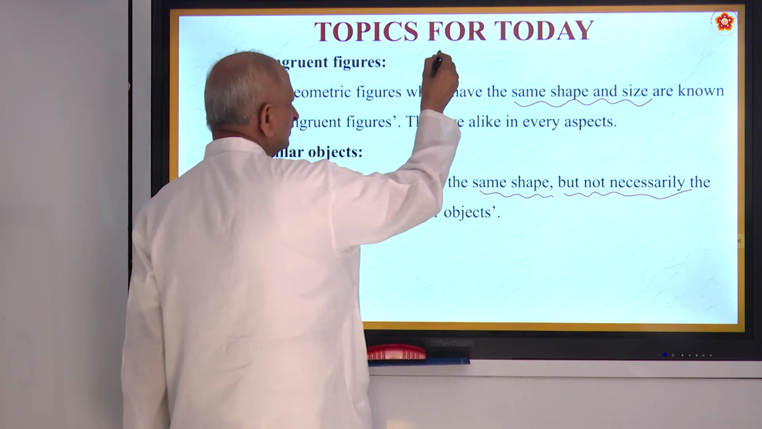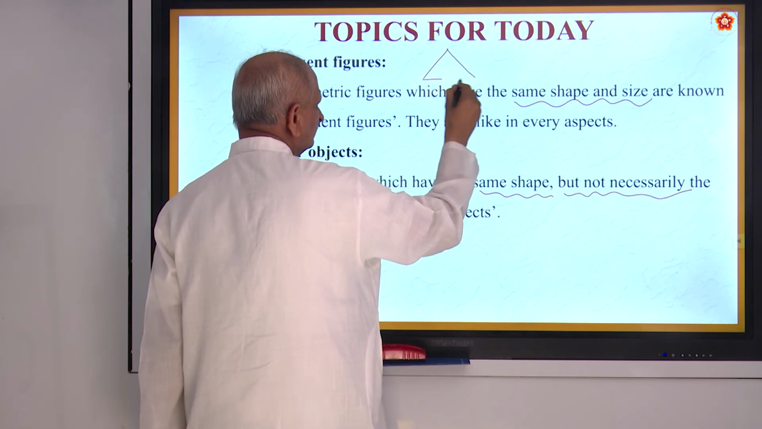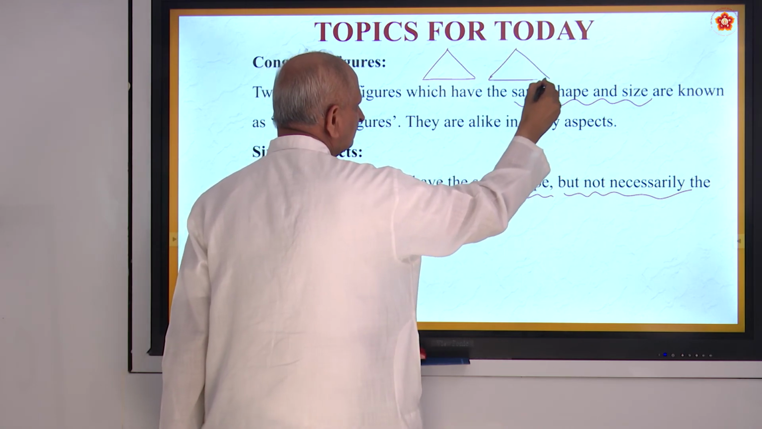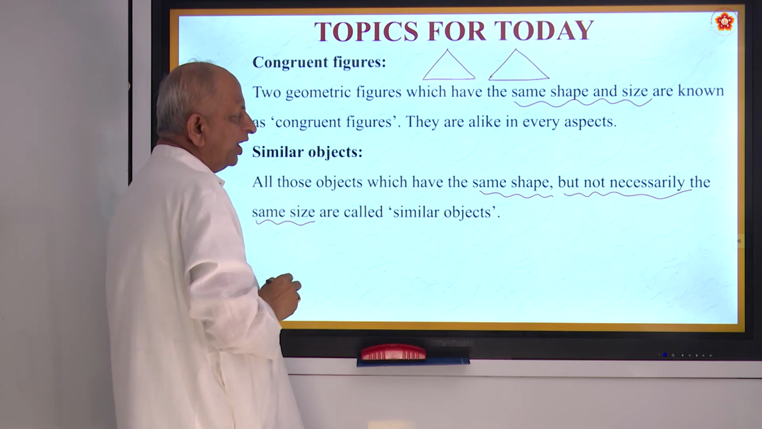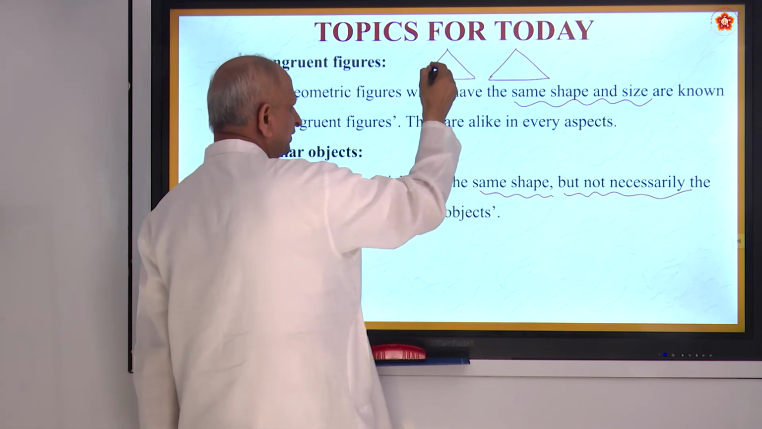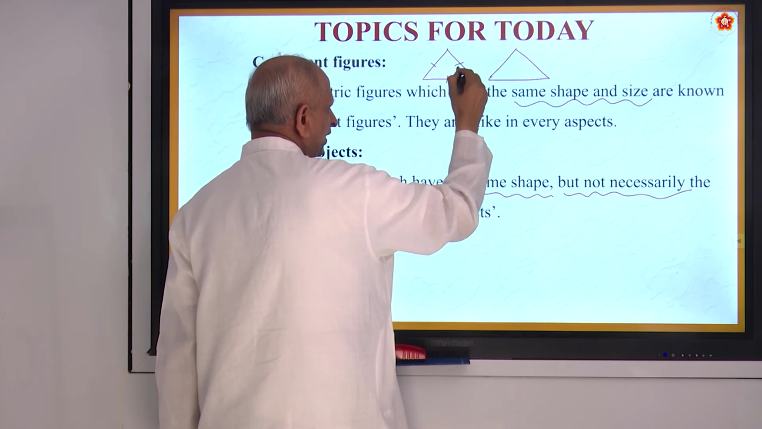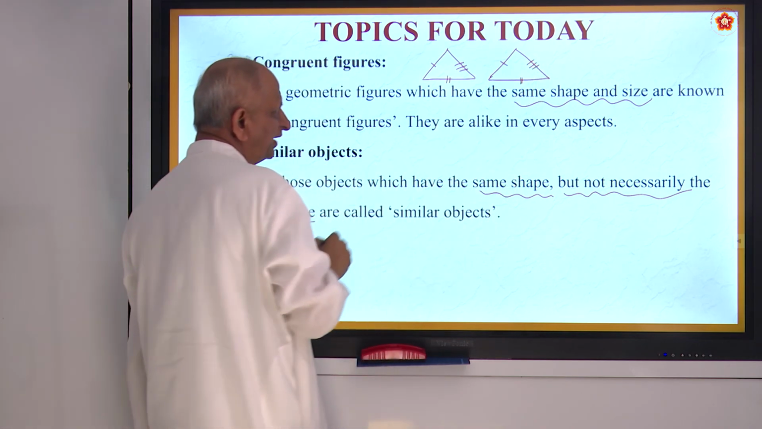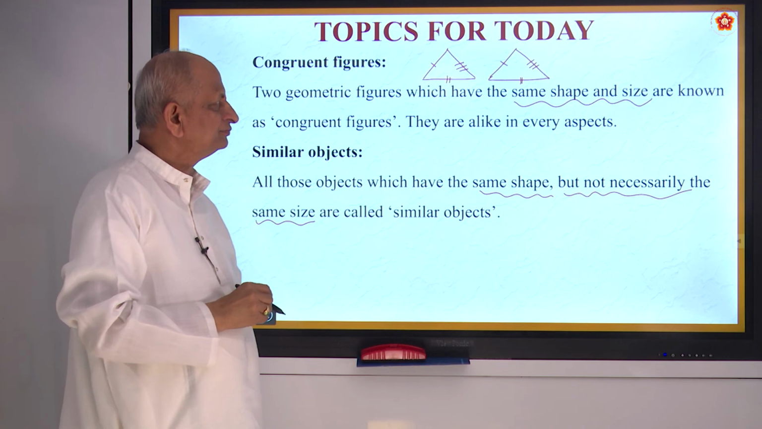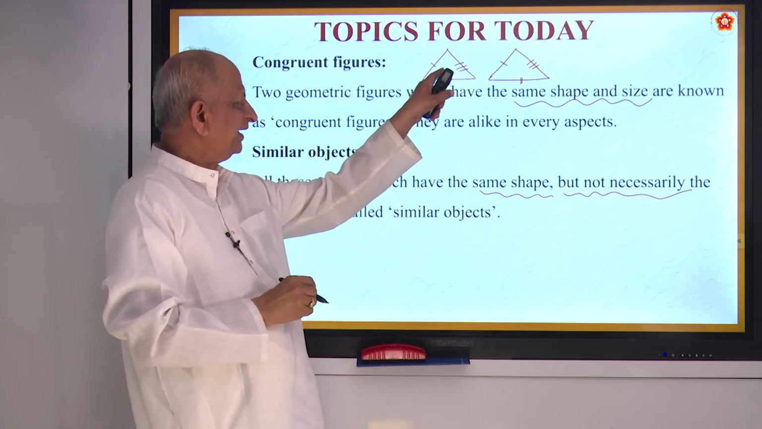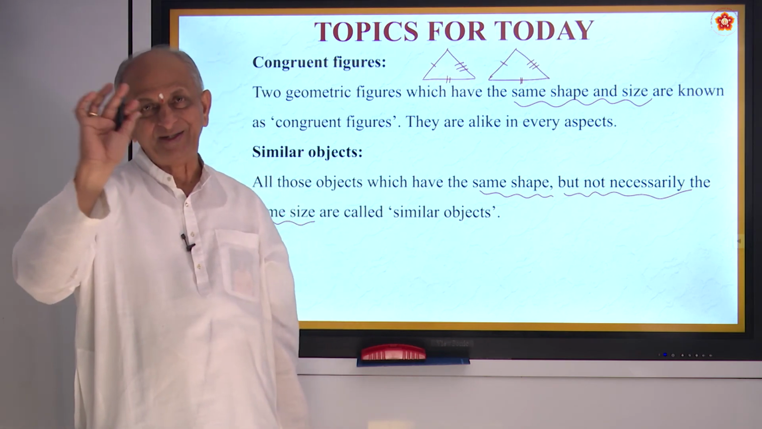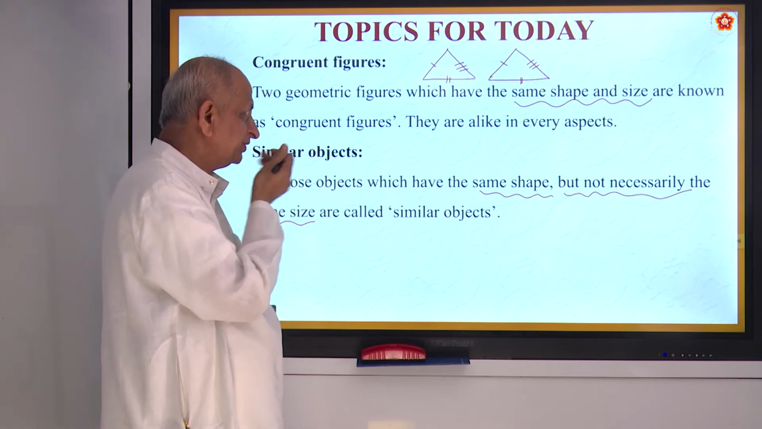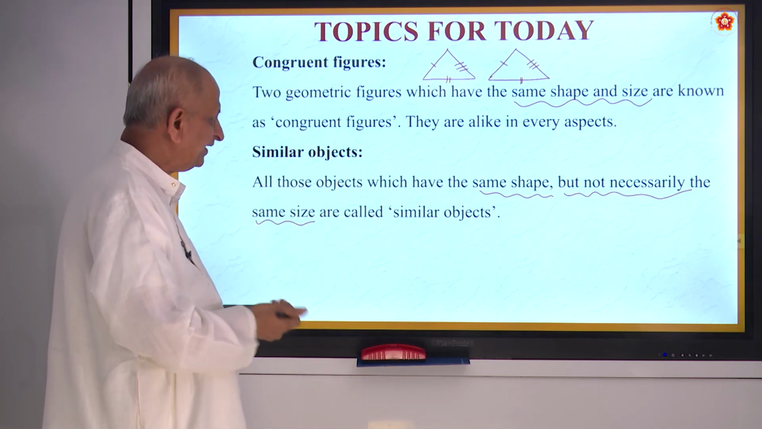Say two triangles ABC and DEF are congruent when the three sides of one triangle are equal to the three sides of the second. Or in other words, if one triangle is kept on the other, they will be identically equal. Whereas similar means the shape may be the same, but size may be different.